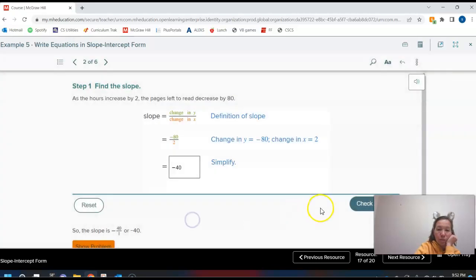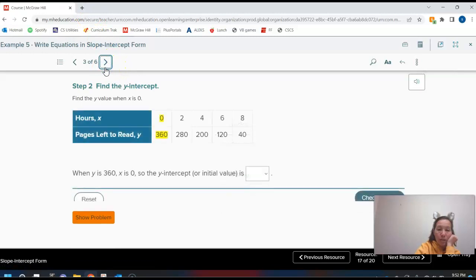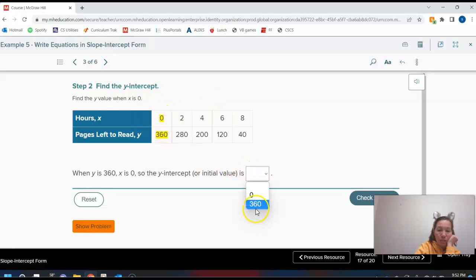Okay. There we go. Negative 40. Now we have our slope. So our slope is the change in y over the change in x. And then we need our initial amount. So our initial amount, or our y-intercept, is when x is 0. So our y-intercept is 360.